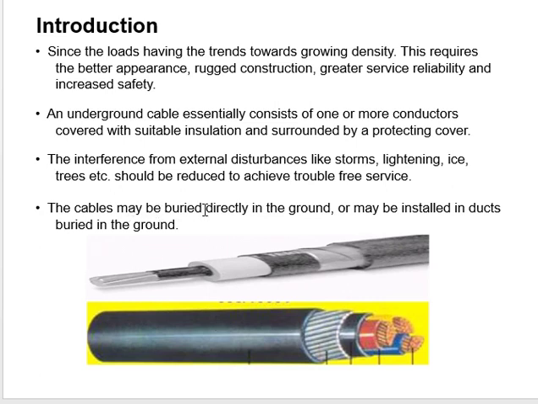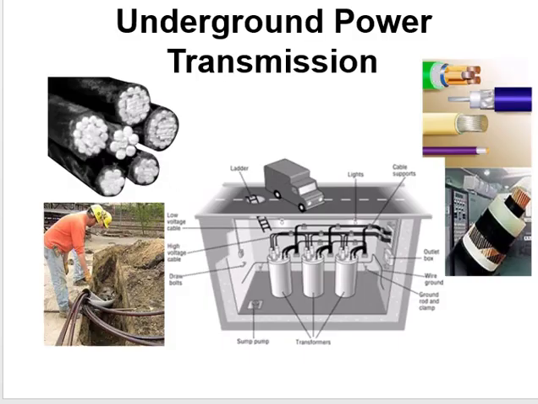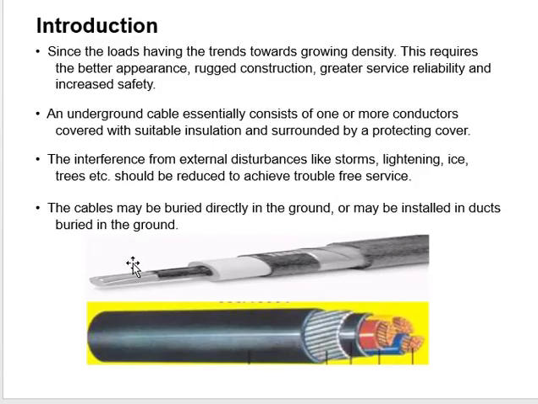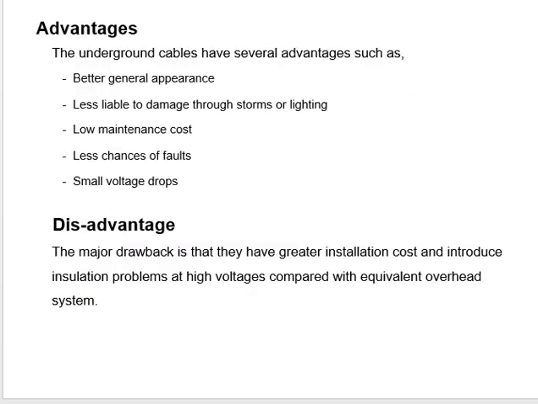A cable may be buried directly in the ground or may be installed in a duct buried in the ground. As we see in picture number 1, they are building a duct. This is one type of duct through which your cable will be laid. Some types of cable go directly into tunnels, trenches. This trench is dug directly into the ground and your cable is laid under this trench. This type of cable is known as a direct lay cable, and the other type is known as a duct type cable.